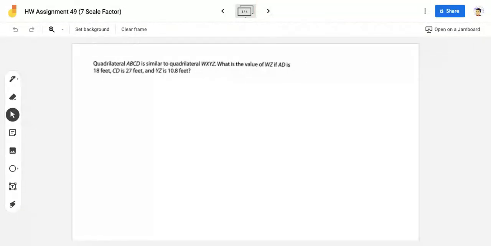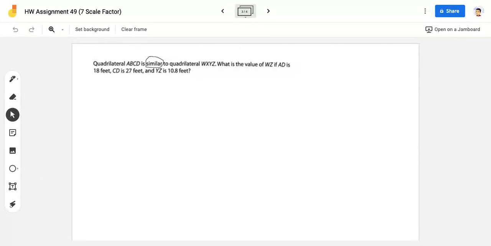All right, similar deal. We're told about some shapes, but we're not told anything else. We're told that they're similar, though. So that is big for us. That's very helpful. It tells us that their sides are going to be in proportion. So we have quadrilateral ABCD is similar to quadrilateral WXYZ.